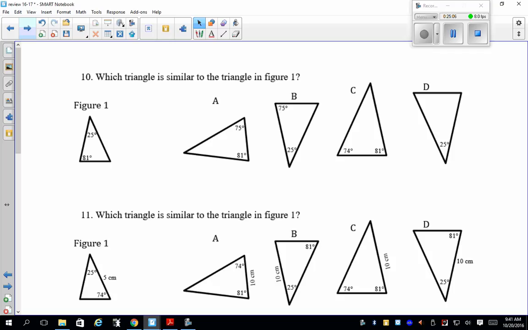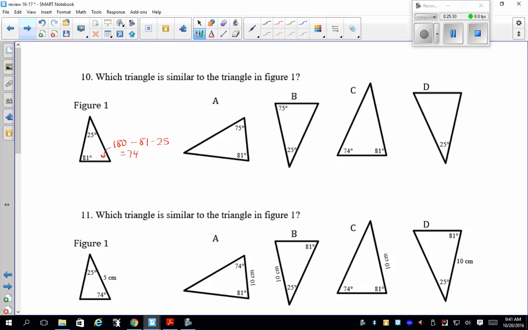Number 10, which triangle is similar to the triangle in figure 1? I have two angles given here and I want to find the third angle. So I'm going to start by subtracting the two angles I know from 180. And I get 74. So this bottom angle there is 74.